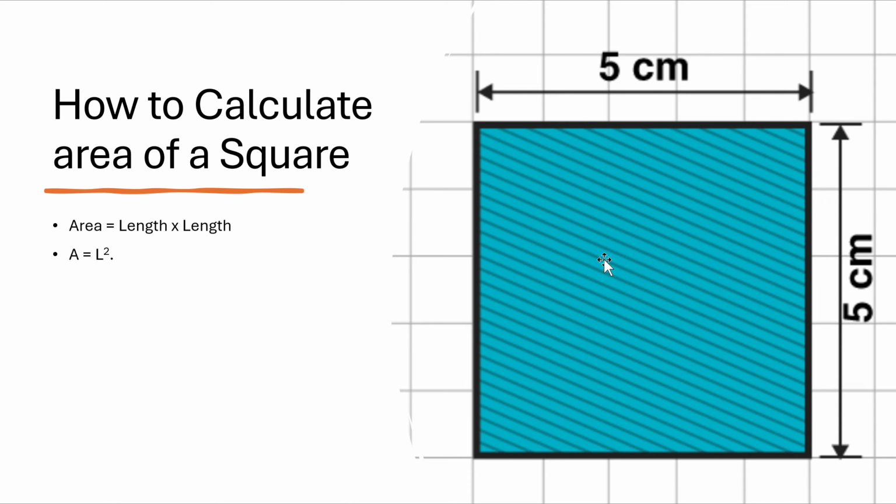Now, for the example on our right, we see the length is 5 cm. So we can say that A equals length times length, or A equals L squared, which means A equals 5 cm times 5 cm, which is equal to 25 cm squared. Now, area is always in square units.